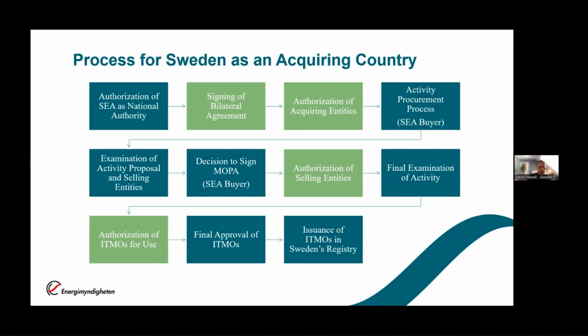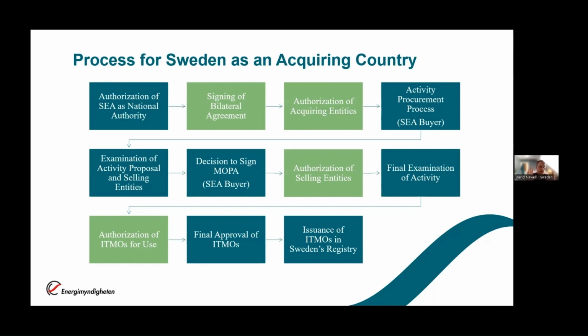And then after the final approval, we would wait to hear from the host country if they, of course, have also given their final approval for the ITMOs and issued them into their registry. And at that point, they can connect with us. There's no centralized registry in this case, but we each have our own registries. And the host country could say, we've issued these, we've approved them, and now they're issued into our registry, at which point we would issue the ITMOs into Sweden's registry.